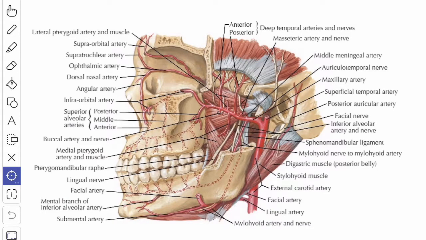In this video, we'll study the branches of the third part of the maxillary artery. The first branch we'll see is the posterior superior alveolar artery. So this is the posterior superior alveolar artery. The name itself indicates it supplies the posterior part, which is the premolar and the molar teeth of the upper jaw.